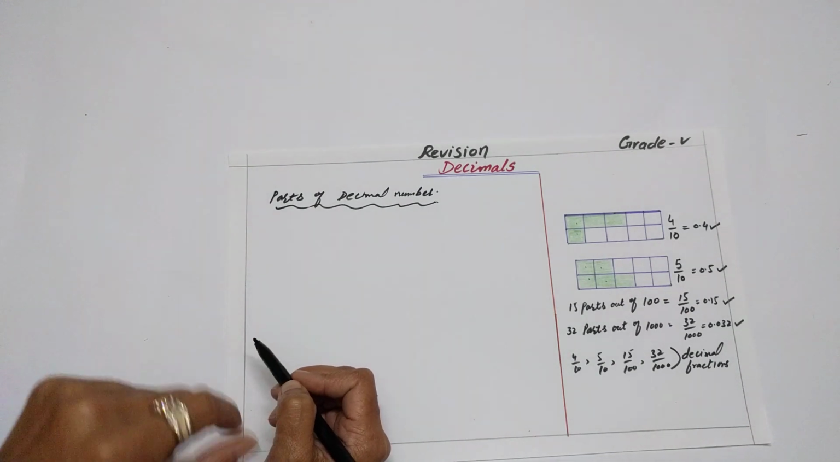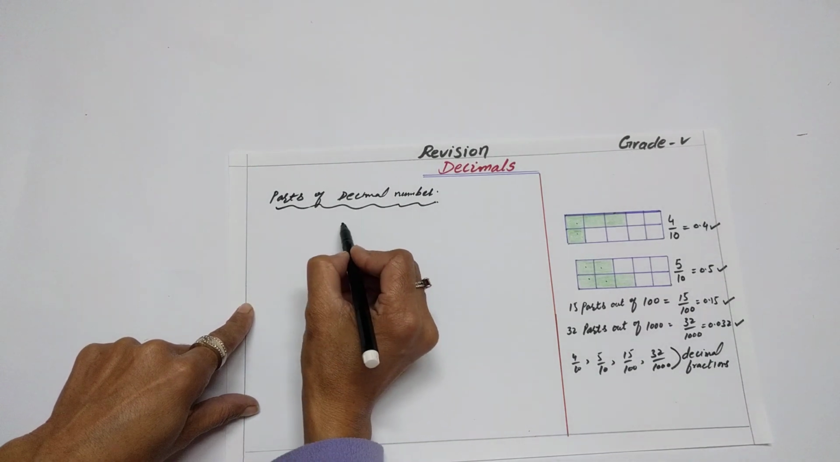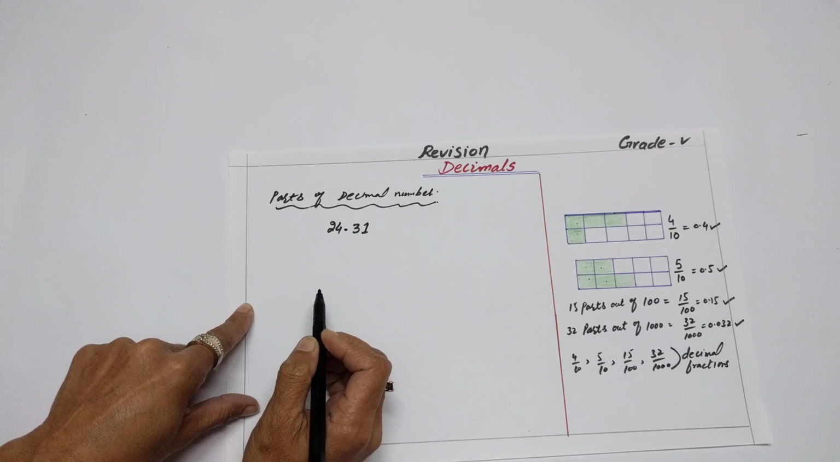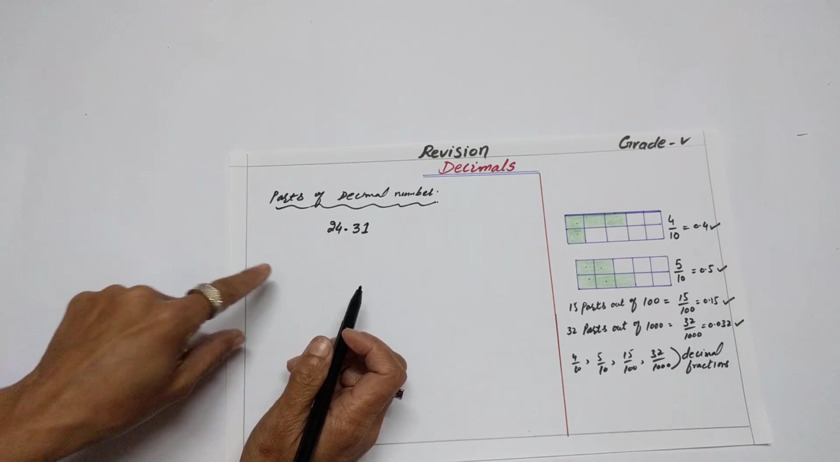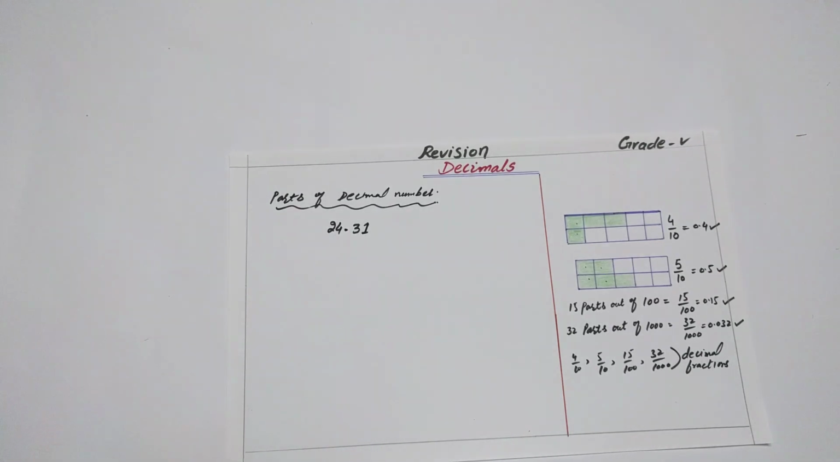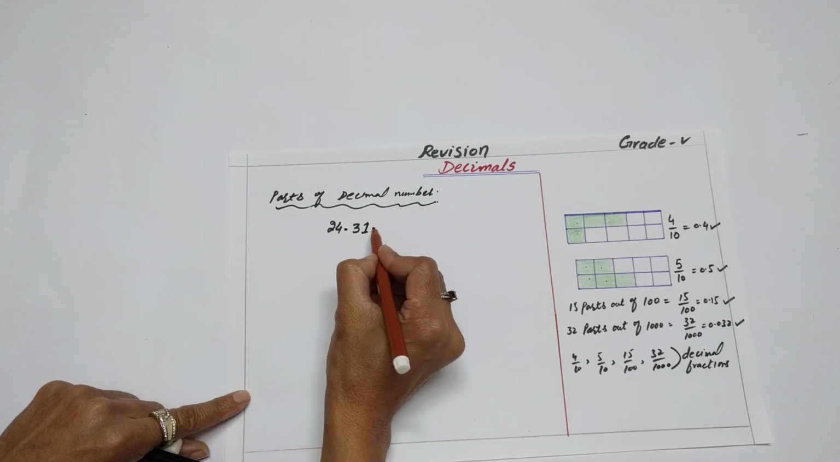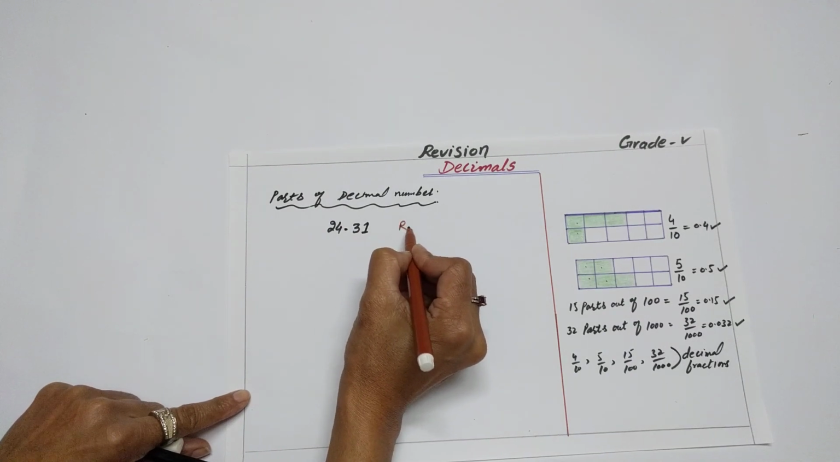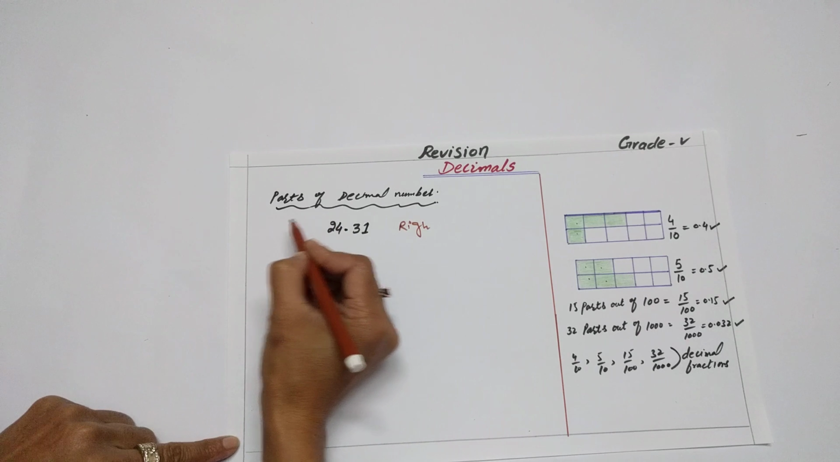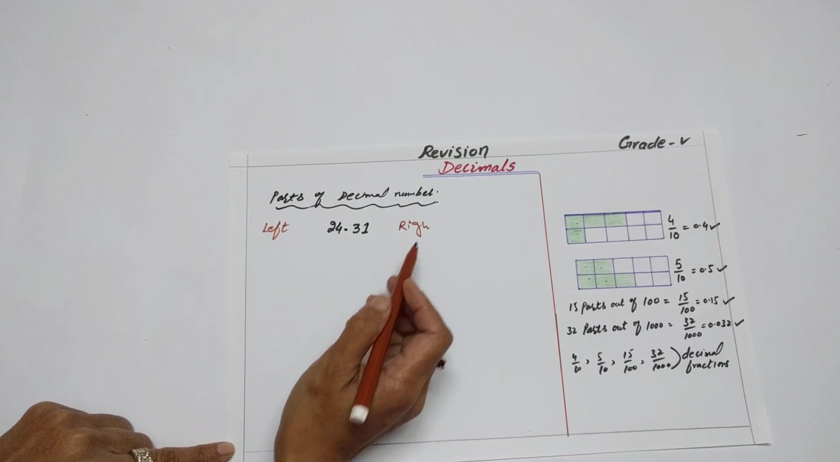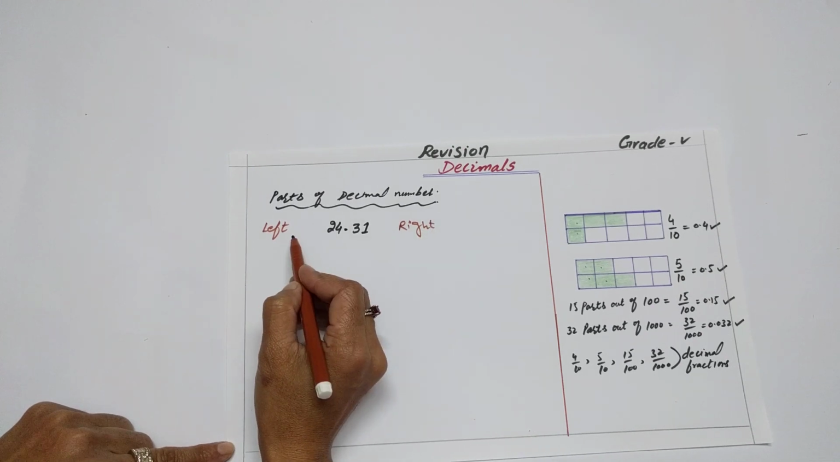Now a decimal number has two parts. If I have a number like 24.31, this is called a decimal number, and this decimal number has two parts. There are two sides of this decimal number. This is the right side and this one is the left side.